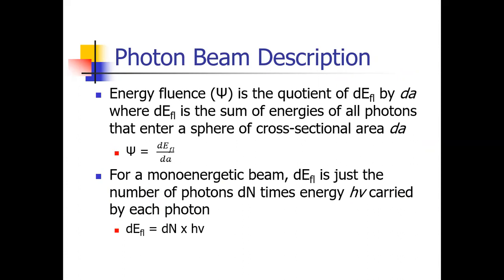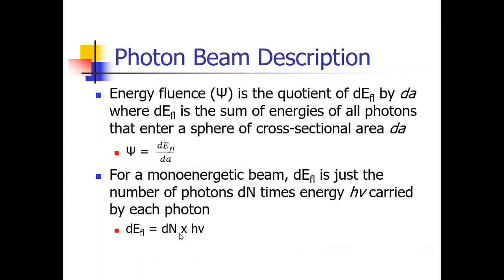The energy fluence is the quotient of the change in the energy because of the fluence over the change in the cross-sectional area that it goes through. This is the sum of energies of all photons entering through that cross-sectional area. If we have a monoenergetic beam, then dE sub FL is just the number of photons, dN, times the energy carried by each photon.